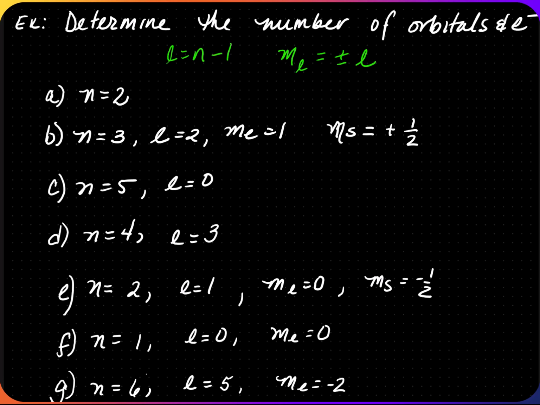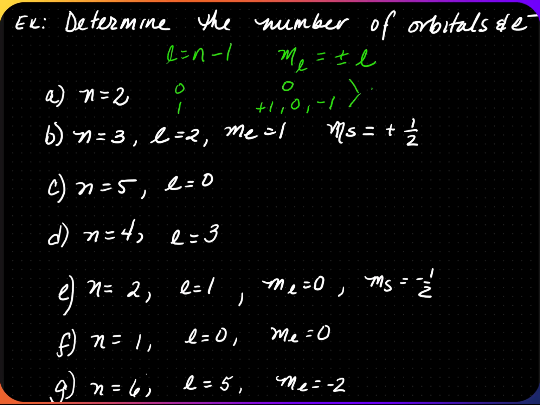When n is equal to 2, L can equal 0 or it could equal 1, because 2 minus 1 is 1 and 0. And remember, we must have a 0 or an S before we can have a P. We must have an S and a P before a D. So ML is plus or minus L. So for 0, it's going to be 0. For 1, it's going to be plus 1, 0, and minus 1.